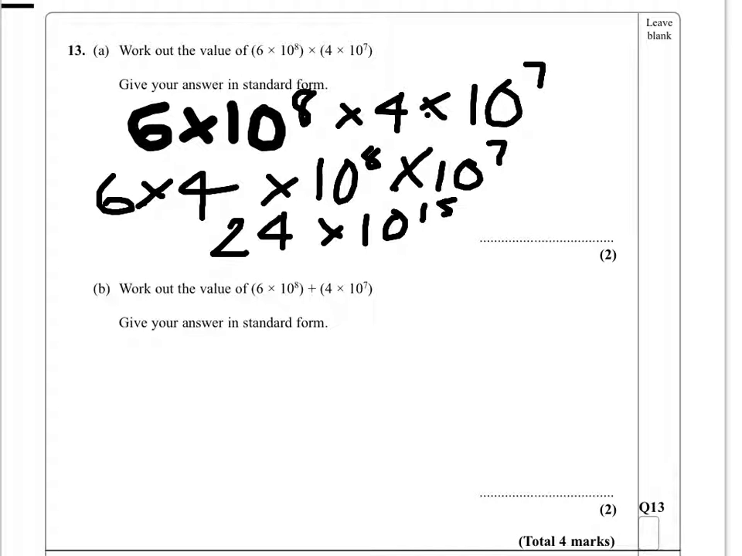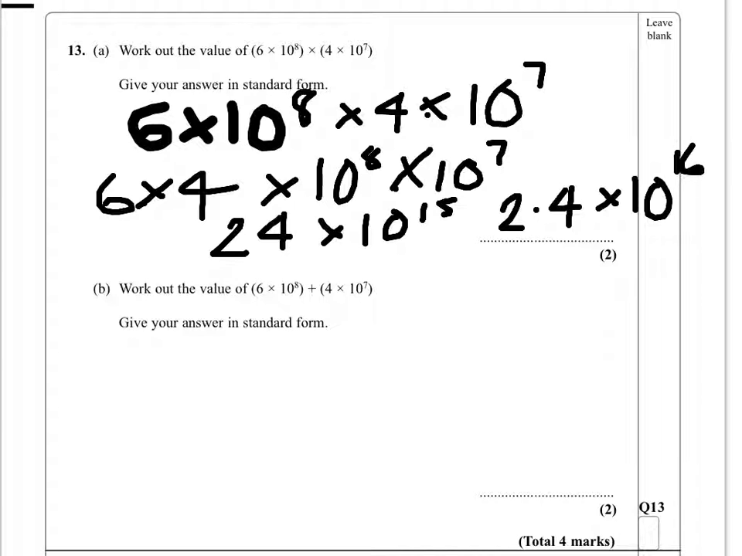Okay, but we're not finished yet, because if it's in standard form we've got to write this as 2.4. So what we've done with the 24 is write it as 2.4 times 10. Okay, so 2.4 times 10 brings in another power, and that will take us up to 16.